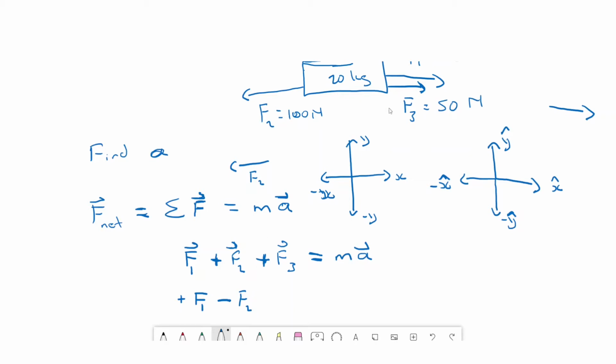Okay. Let's look at F3. F3 is going that way, so it's going to be positive. So therefore, F3 is going to be positive. It is going that way. Now, here's the trick now.